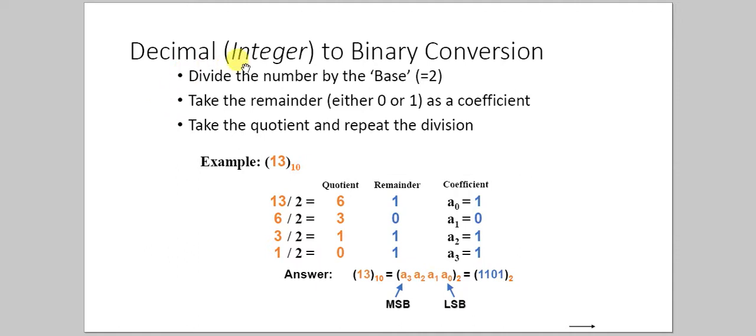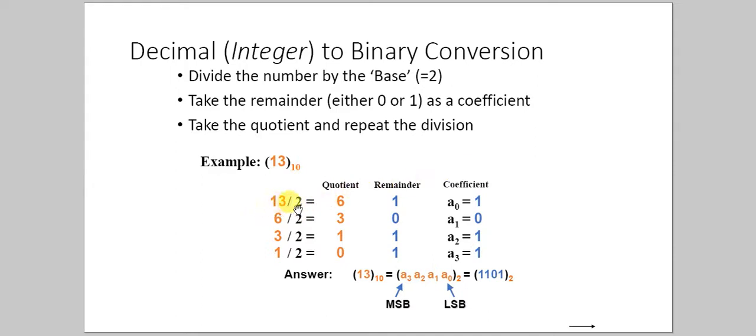Now how do we convert a decimal number to binary? We divide the decimal number by the base 2 repeatedly until the number is less than 2 or 0. Take the remainder as either 0 or 1 as a coefficient. Take the quotient and repeat the division. Let's say this is the number 13 in the decimal number system. We would like to convert it into the binary number system.